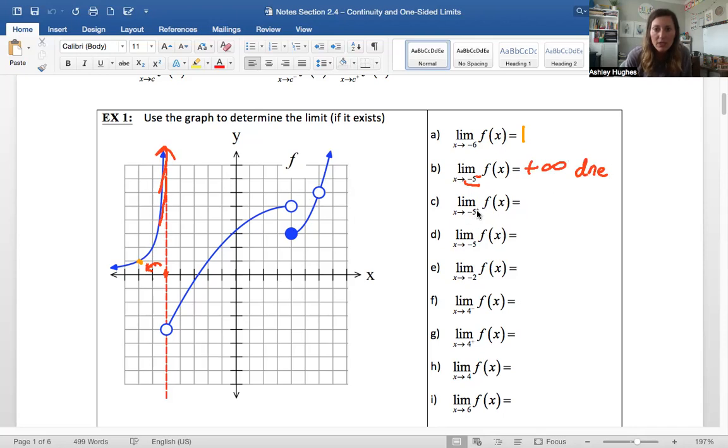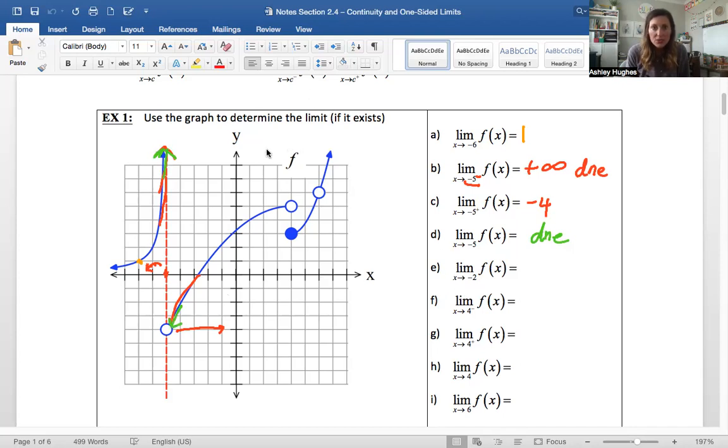Then this says -5 from the right. So now I'm going to get on this side. I'm going to come this way. And actually, I'm headed towards this open circle. And where's the value of this open circle? It is at 1, 2, 3, 4, -4. The next set, we have -5. Okay, so remember that the left and right need to be going to the same spot. So we're going like this. They're not going to the same spot. So we write that the limit does not exist, because this and this are not equal.